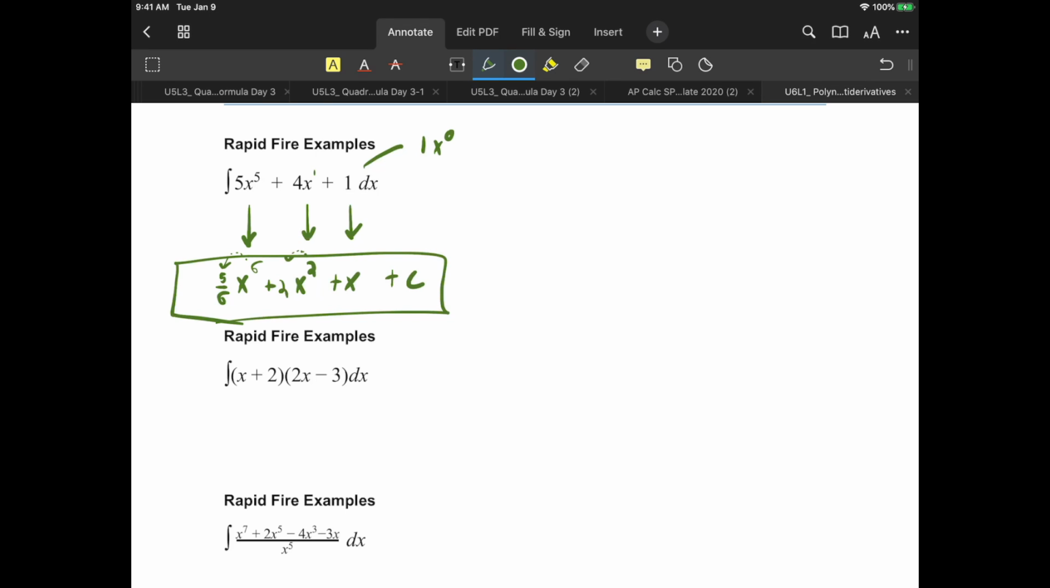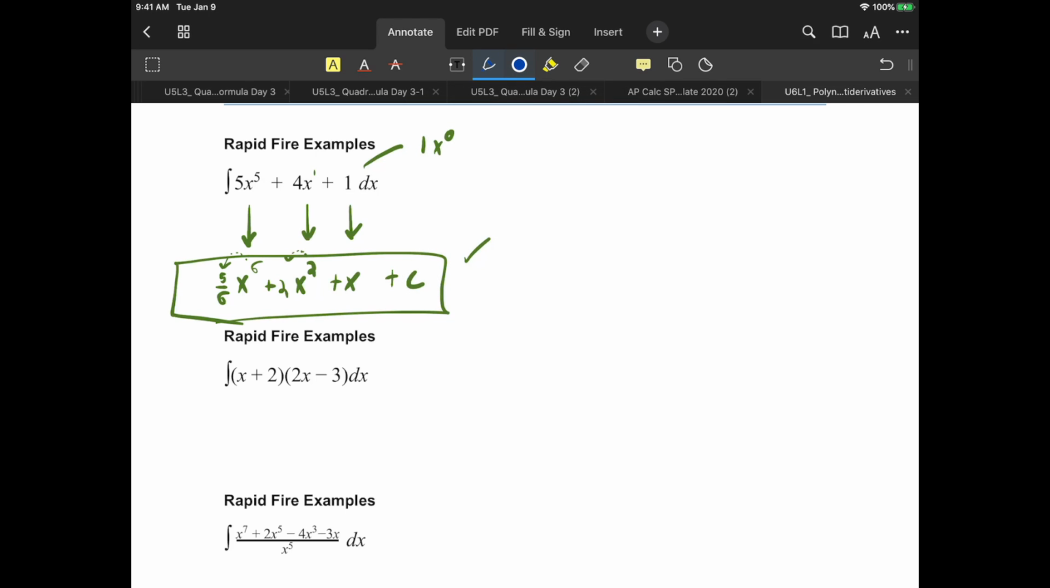I would do this derivative. Okay, the derivative of 5x to the 6th, 5/6x to the 6th, yep, that's 5x to the 5th. The derivative of 2x squared, yep, that's 4x. The derivative of x, yes, that's 1. Check, check, check. Right? Just always do that in your head. Couple more key points, right?